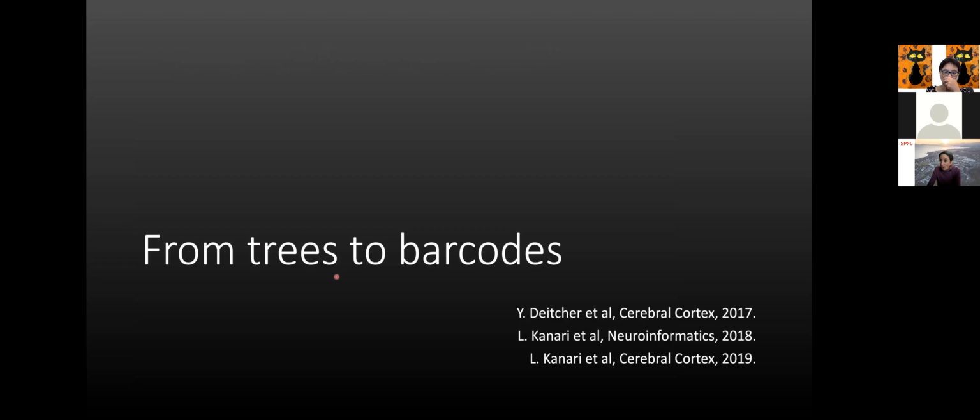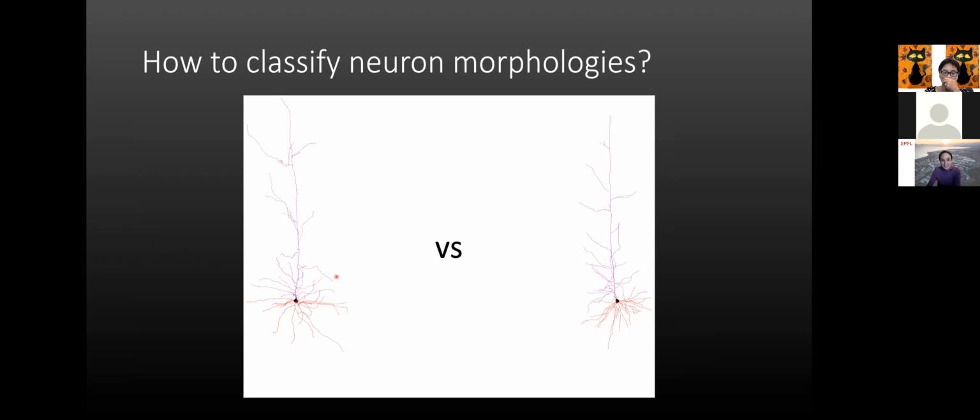So onwards, how do we get from trees to barcodes? And I will remind you what barcodes are as well, or tell you what they are. So the question we're trying to answer is, how can we classify neuron morphologies in a reasonable way? So we have these tree-like structures, and we'd like to be able to say something about how to classify them, how to characterize them, how to describe them in a way that is relevant for their function.